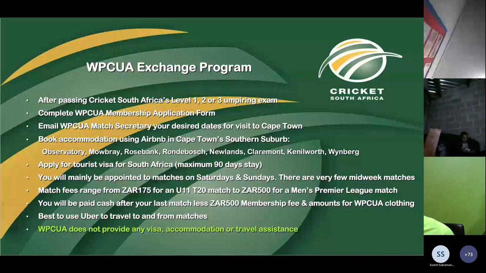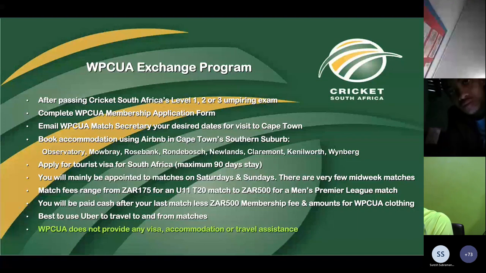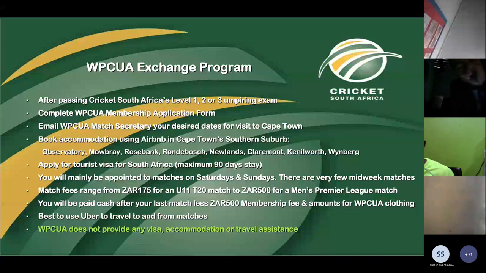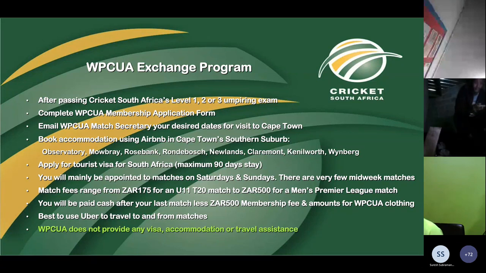You need to apply for a tourist visa. Most countries, if you're coming to South Africa, you would need a tourist visa. And note that it's a maximum stay of 90 days. You will mainly be appointed to matches on Saturdays and Sundays. There are very few midweek matches, and the few midweek matches that there are, they are pretty much prioritized for our members who do not have office jobs or have retired. Okay, so you will not be umpiring Monday through to Sunday and making a lot of money through umpiring in Cape Town. That is unfortunately the reality of the situation.